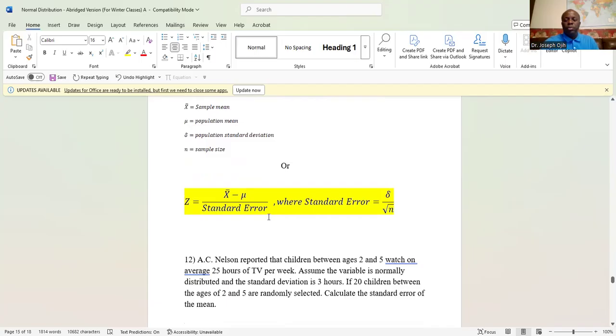So let's do two examples here: how to get the standard error and also how to answer questions that involve the central limit theorem. Okay.